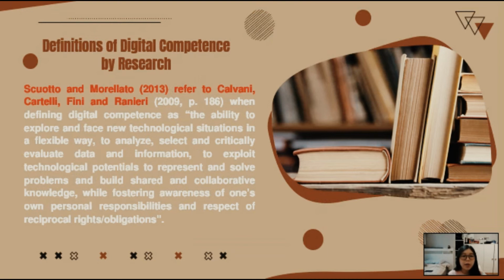Next, we discuss definition of digital competence by Calvani, Cartelli, Fini, and Ranieri that have been reviewed by Scotto and Morellato, defining digital competence as the ability to explore and face new technology situations in a flexible way, to analyze, select, and critically evaluate data and information, to exploit technological potential to represent and solve problems, and build shared and collaborative knowledge, while fostering awareness of one's own personal responsibilities and respect of reciprocal rights or obligations.